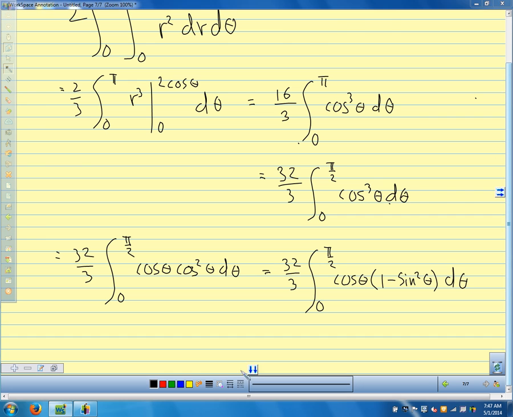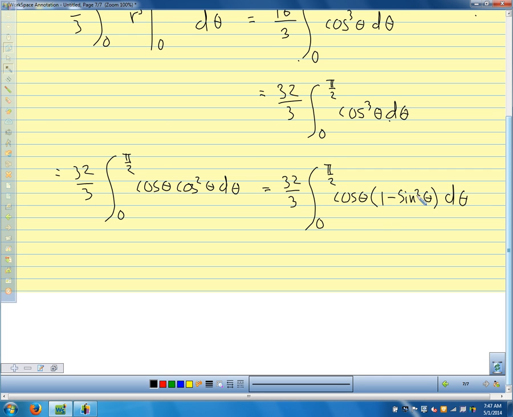And now we have a u sub. We have one integral that's just cosine theta d theta. The other integral is negative sine squared theta times cosine theta. Our u is sine theta, and our du is cosine theta d theta. So now we can evaluate this. This is 32 thirds. This evaluates to sine theta minus sine cubed theta over 3. And we're evaluating that on 0 to pi over 2.